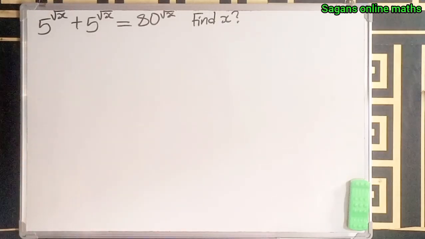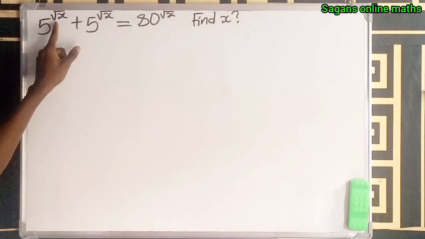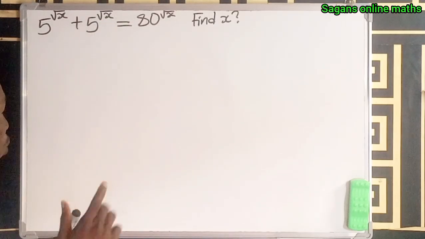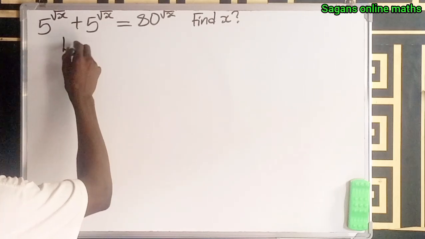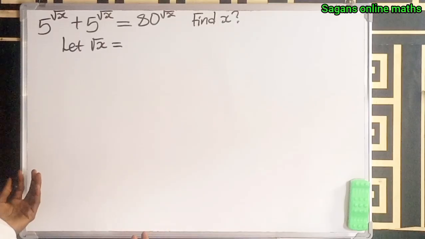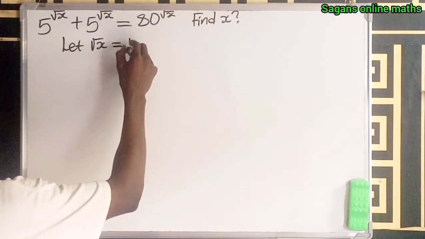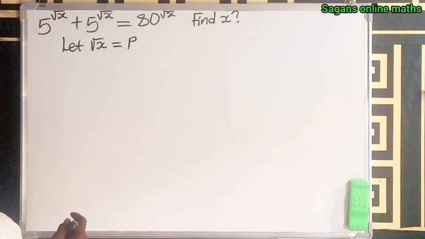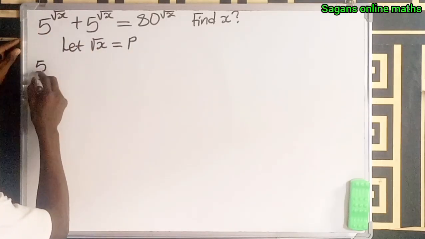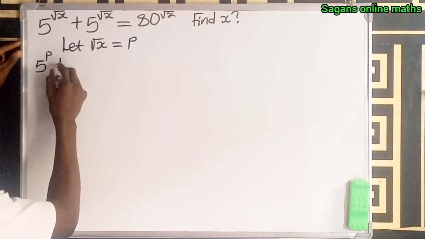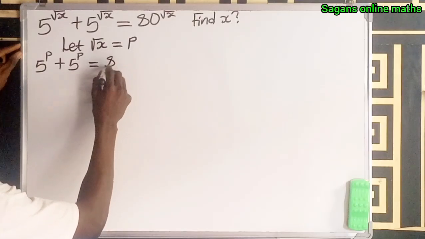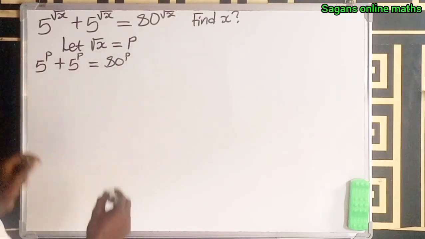Our first step: we can observe carefully that the power here is root x, the power here is root x, the power here is root x. So we are not wrong in any way. If we let root x equal any variable of our choice, because root x is common, let root x equal P. So anywhere we see root x, we substitute P, so that this is 5 to the power of P, plus 5 to the power of P, equals 80 to the power of P.